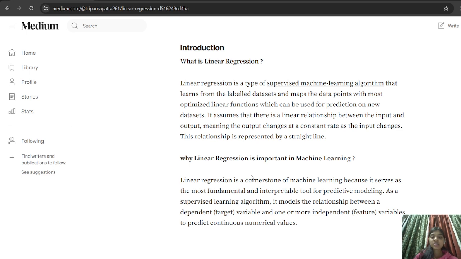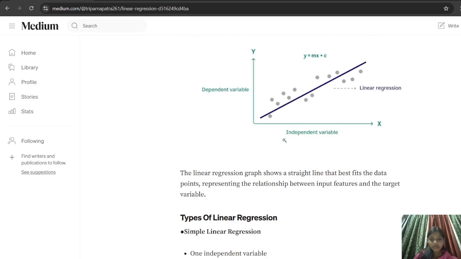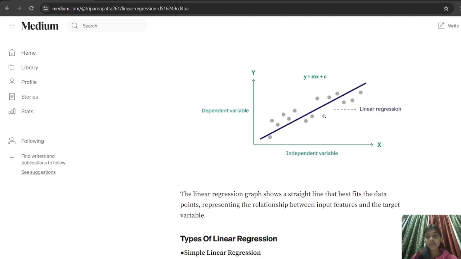As we know, linear regression comes under supervised learning algorithms. Here both the input and output are labeled and the model gets trained from the labeled datasets. This is basically the graph of linear regression.